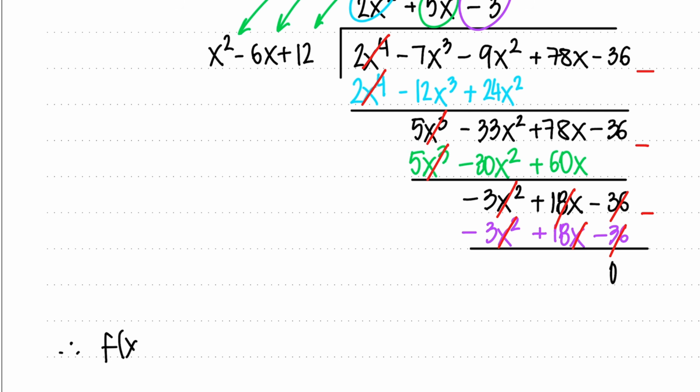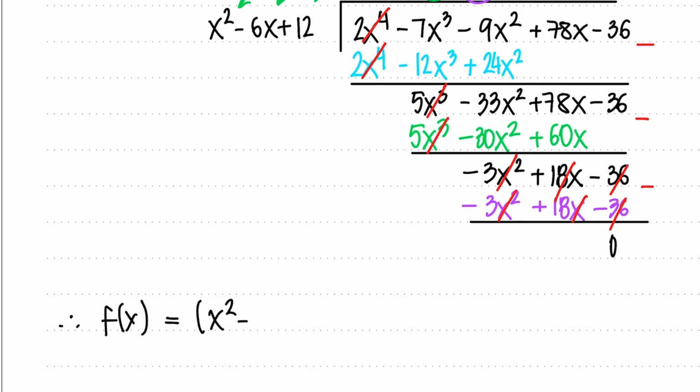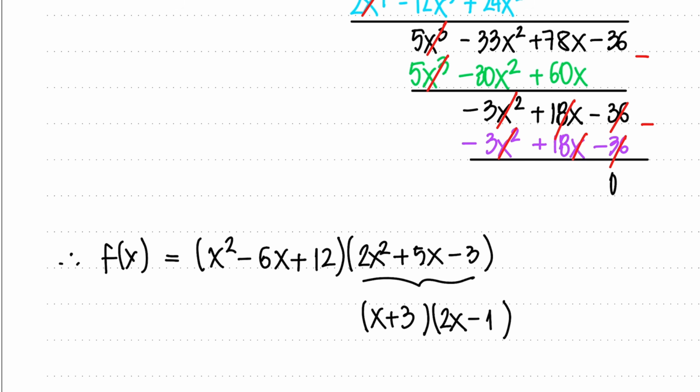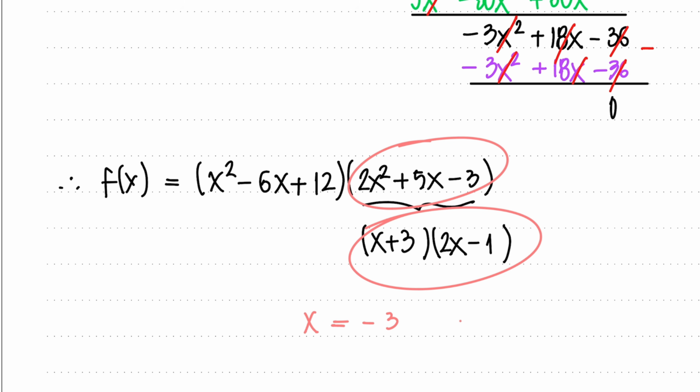Therefore, our f of x can be written as x squared minus 6x plus 12, which is the quadratic factor that we knew from before, times 2x squared plus 5x minus 3. We could factor this into x plus 3 times 2x minus 1, which would make it easier to find the roots as well. Or we could just solve this quadratic because the exercise is asking for the other zeros, the other roots. Now, either way, it's fine. The zeros are negative 3 and 1 over 2, and that's all there is to it.